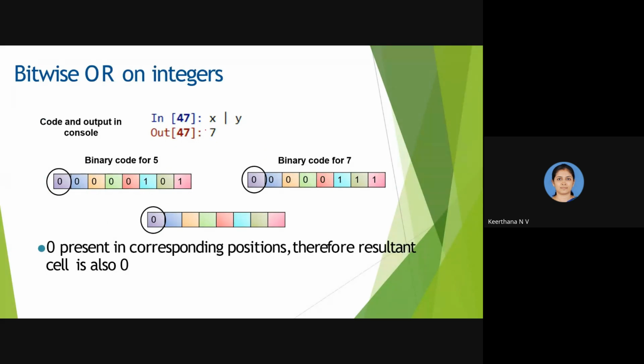See how it works: first the binary code of 5 and the binary code of 7. The first bit will be ORed with this. In OR, if any one is 1, the answer will be 1, so I'm saying the bitwise OR. The second digit is 0, third 0, fourth 0, fifth 0, the sixth has both 1, so the answer will be 1. The seventh bit is 0 and 1, so the answer will obviously be 1. So you will be getting 0 0 0 0 0 1 1 1. The answer will be 7.